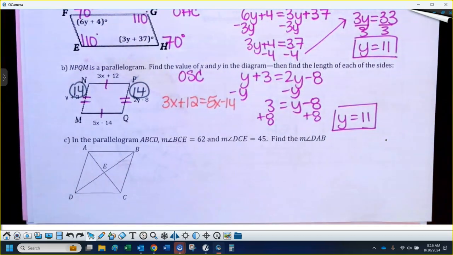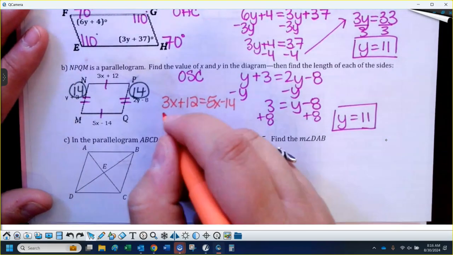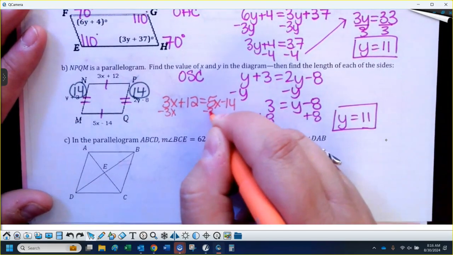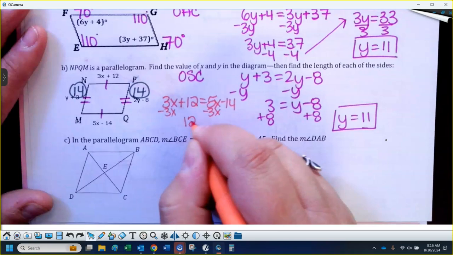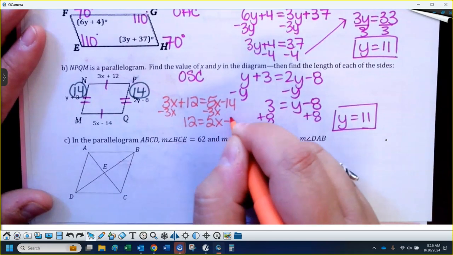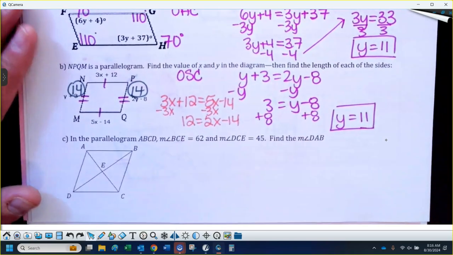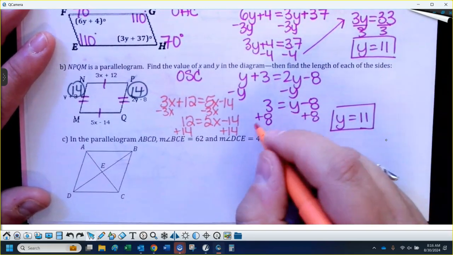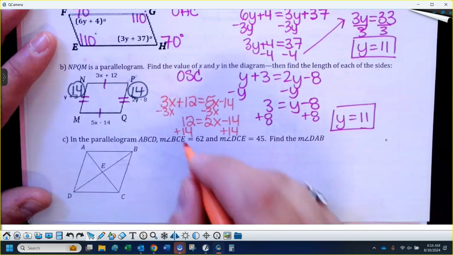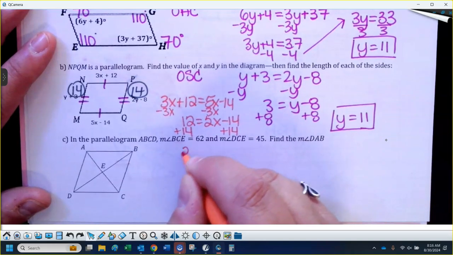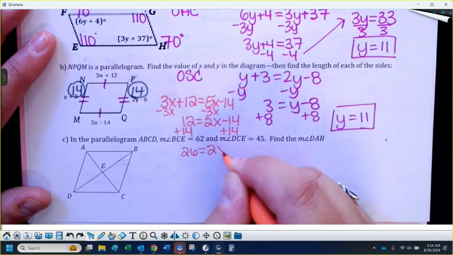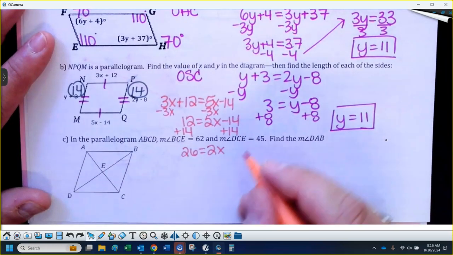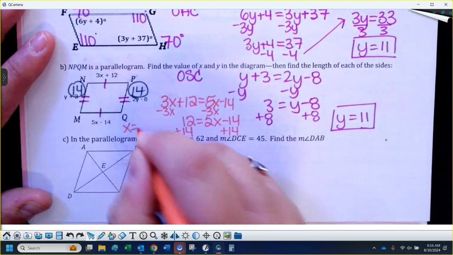Sorry, I didn't leave us much space here. Okay, let me subtract the 3x. I'm just going to try and write real small. So I get 12 equals 2x minus 14. I'm going to add the 14. And so, sorry, I'm going to just go into this next question a little bit. I get 26 equals 2x. And so, anybody know what x would be?